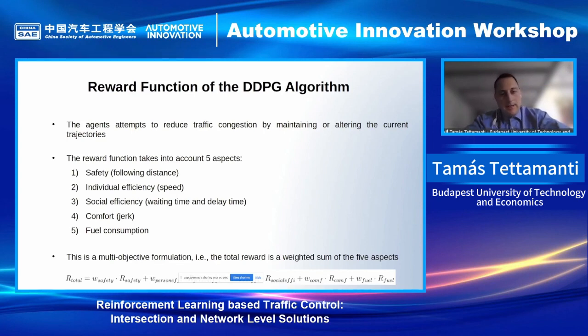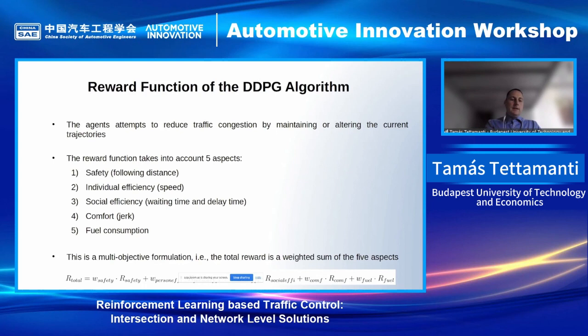And in this approach, we consider four aspects: safety, which means a safe following distance between consecutive cars. Secondly, the individual efficiency, which means the speed variation step by step. Thirdly, the social efficiency, which is the sum of the waiting time and delay time in general. The comfort, which is the jerk, so the acceleration rate change, and fuel consumption as well, which was calculated based on the built-in model of the SUMO, which calculates the fuel consumption.